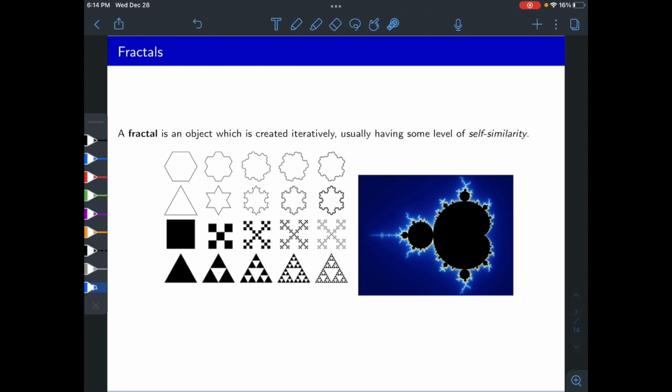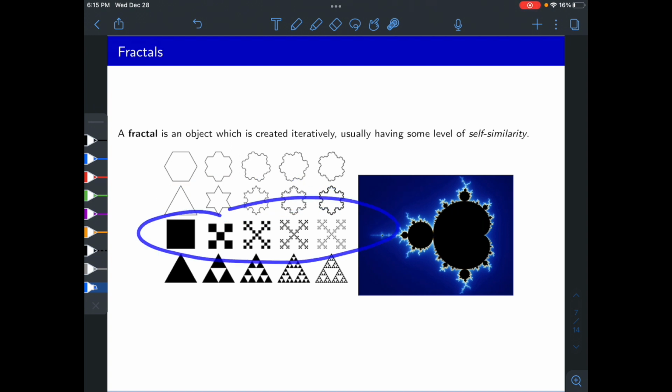Okay, so these are examples of fractals. A fractal is an object which is created iteratively, usually having some level of self-similarity. This is not a very formal definition, and it doesn't have to be. Anytime you create something with this sort of process, you're going to get a fractal. So right here are the first 5 stages of a fractal which is pretty similar to the Koch snowflake. This right here is literally the Koch snowflake, just a better picture of it.